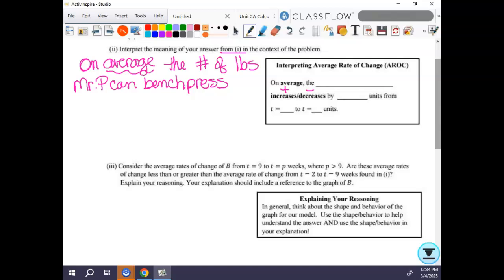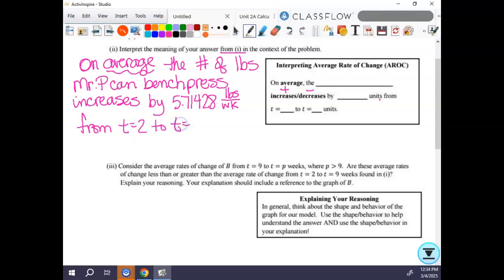So the number of pounds Mr. P can bench press increases by, and then what our slope is, which was 5.71428, and then pounds per week. So if we hadn't already written it on that one, we just wrote it, then we'd have to figure it out here. So that's these units here. Then from T equals 2 to T equals 9 weeks.